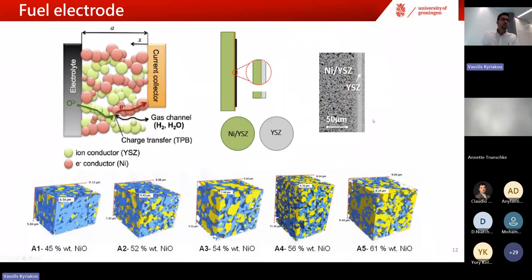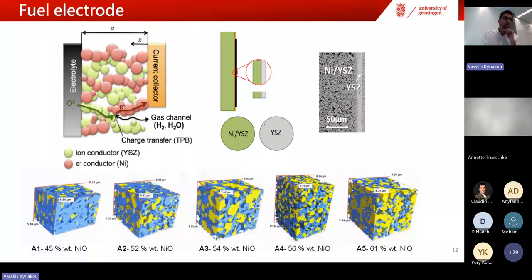Now, starting with materials from the fuel electrode side, you see here the typical cermets, as we call them, which is a combination of ceramic electrolyte and metal, which is typically nickel. Why do you need a cermet for such an application? This comes quite in a simple way.